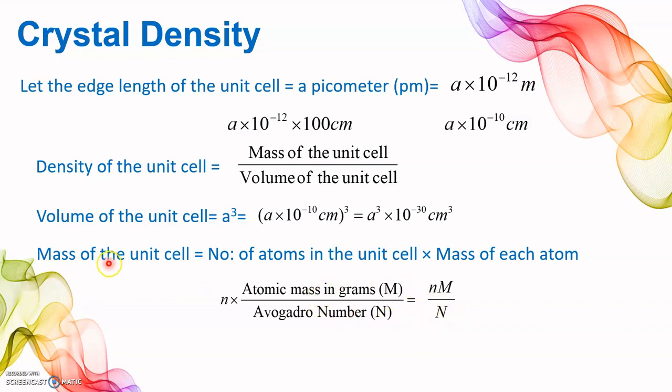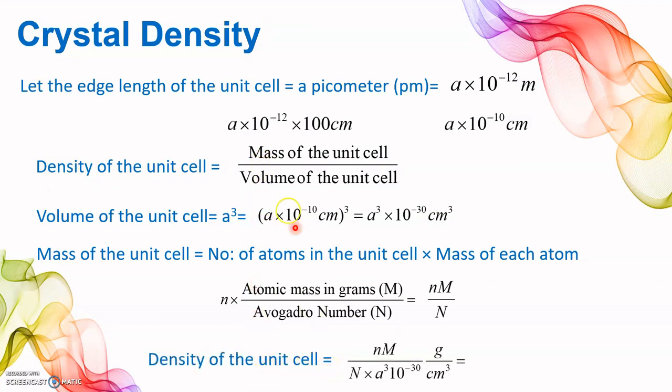Now let's substitute these values of mass of the unit cell and volume of the unit cell in this equation, density of the unit cell. So density of the unit cell is equal to mass of the unit cell, that is nM by N, divided by volume of the unit cell, a cube into 10 raised to minus 30 centimeter cube. Mass of the unit cell is in grams. Therefore, density is equal to nM divided by 10 raised to minus 30 N a cube grams per centimeter cube.